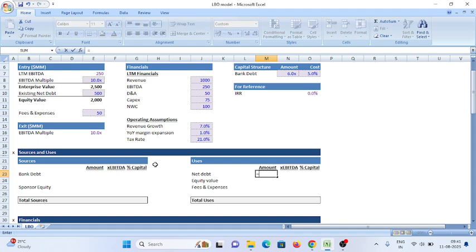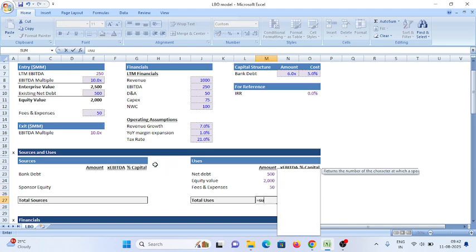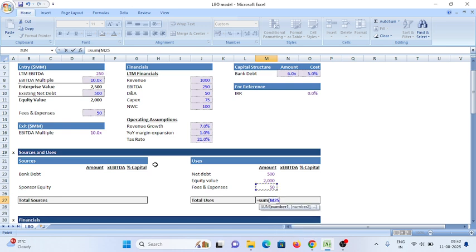We can link this net debt to our assumption section. We also have equity value here. We also have fees and expenses here. Now we can calculate the sum of all these. That will give us 2.55 billion. This is the total purchase price the private equity firm has to pay to acquire company ABC.